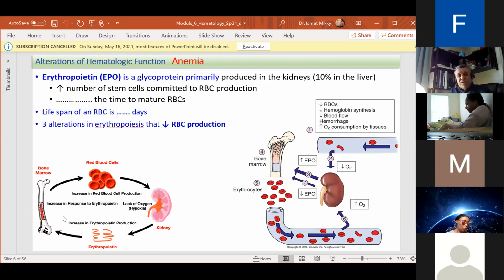So what is the function of this hormone? How do patients with kidney problems end up with anemia? Because this hormone is responsible for the production of RBCs. It stimulates the bone marrow to produce the RBCs. In the absence of this hormone, the bone marrow is not going to be stimulated to produce RBCs. So patients with renal problems end up with anemia because of that. The erythropoietin hormone also shortens the time to mature RBCs.